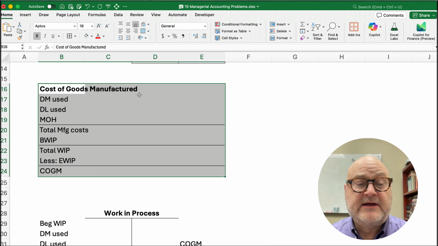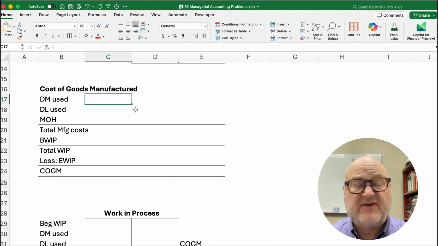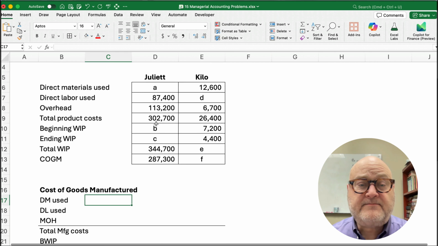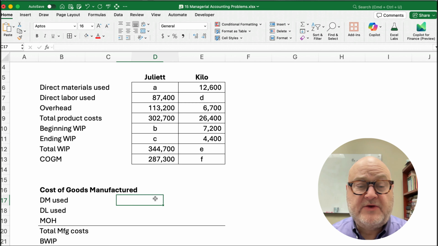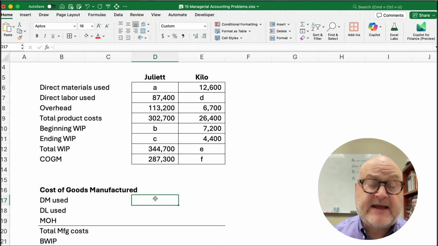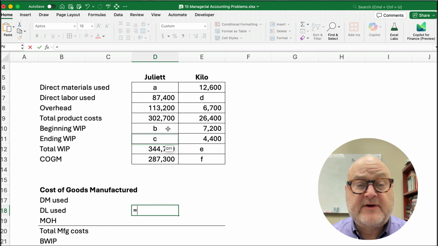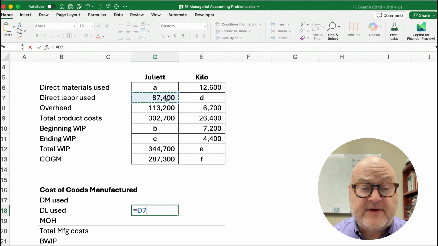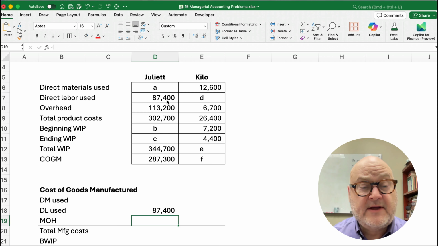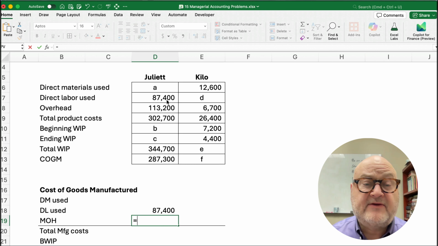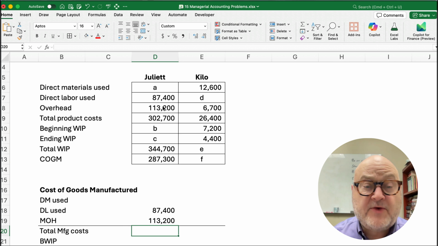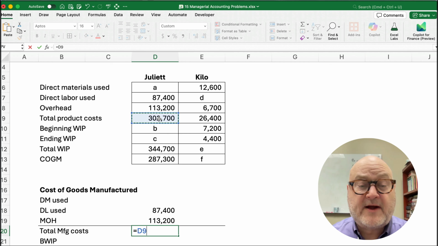So let's do it this way. You can kind of see the relationships, and we have the subtotals built in. So the first thing we know is we do not know direct materials. We need to back in and find that. The second thing we know is direct labor is $87,400, and our overhead. Now, I can call it manufacturing overhead or MOH, or factory overhead, FOH. So you know that's always going to be the overhead. We can call it a couple of different things. Our total manufacturing cost, or our total product cost.